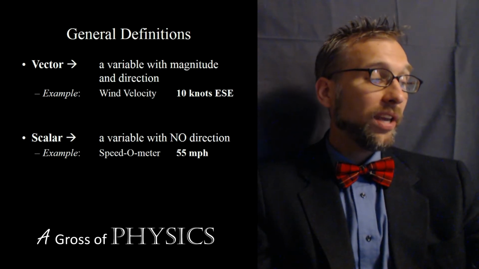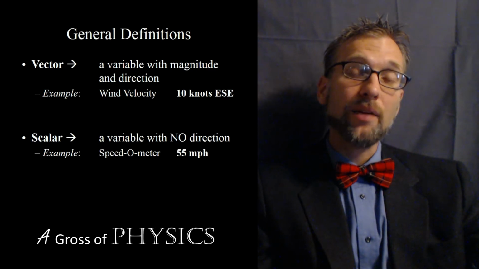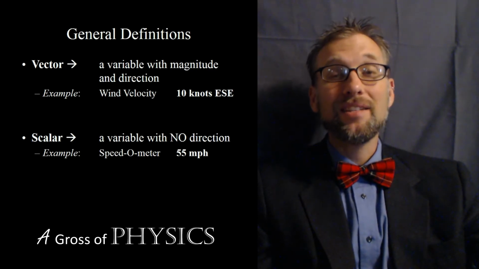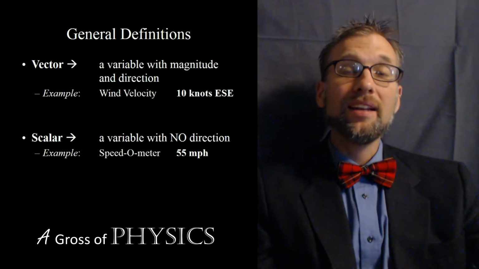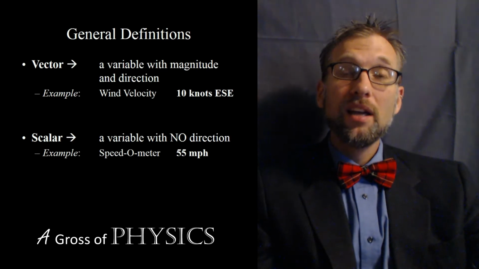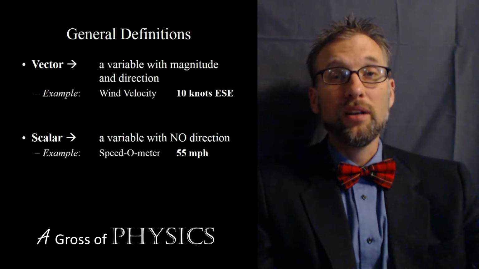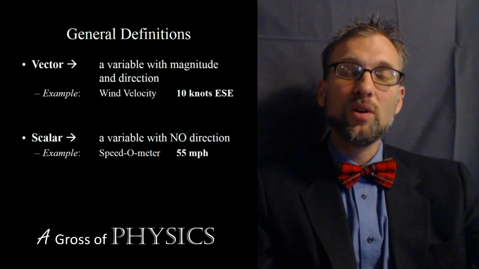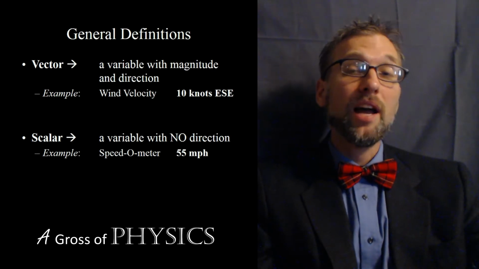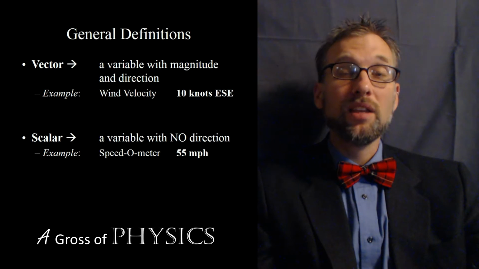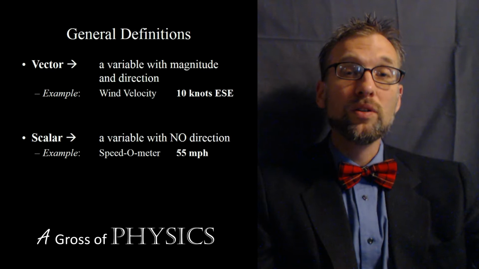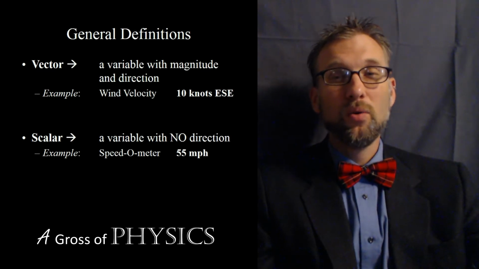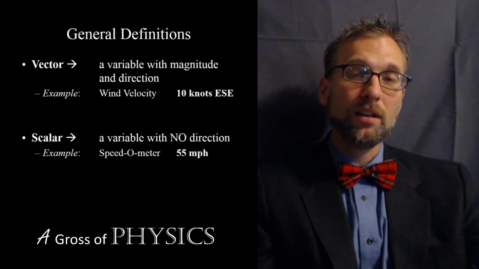On the other hand, we could have wind velocity. And the example I have here is 10 knots east-southeast. The 10 knots is a unit of measurement for wind speed, and the east-southeast represents the direction of the wind. What's strange about wind is it's always listed as where it's coming from, not where it's going to. So east-southeast means it's going from east-southeast towards the west-northwest. So wind is a little strange in that aspect.